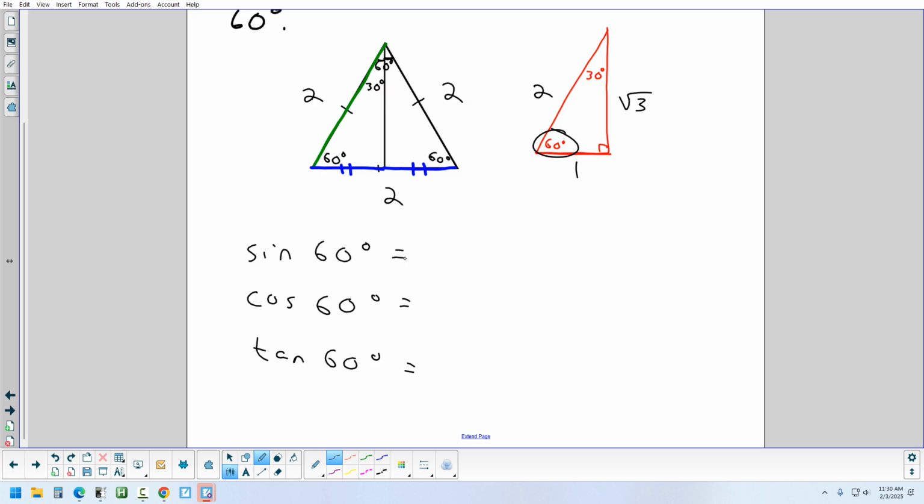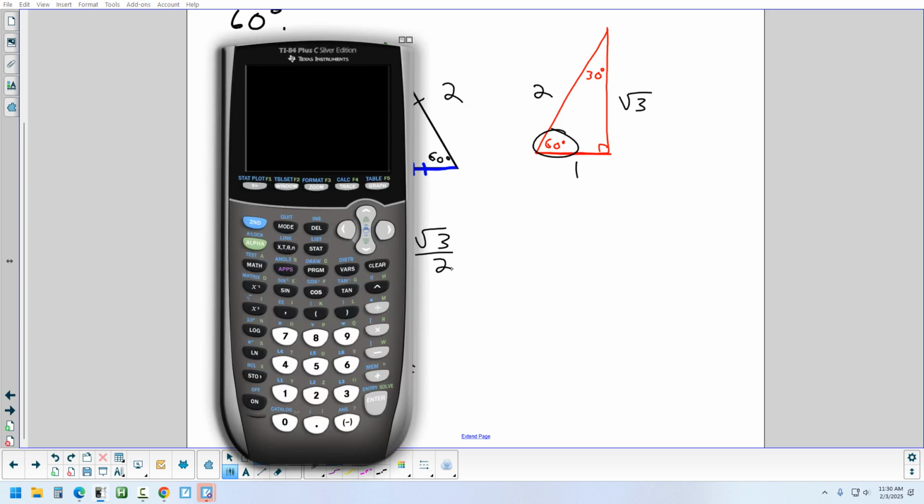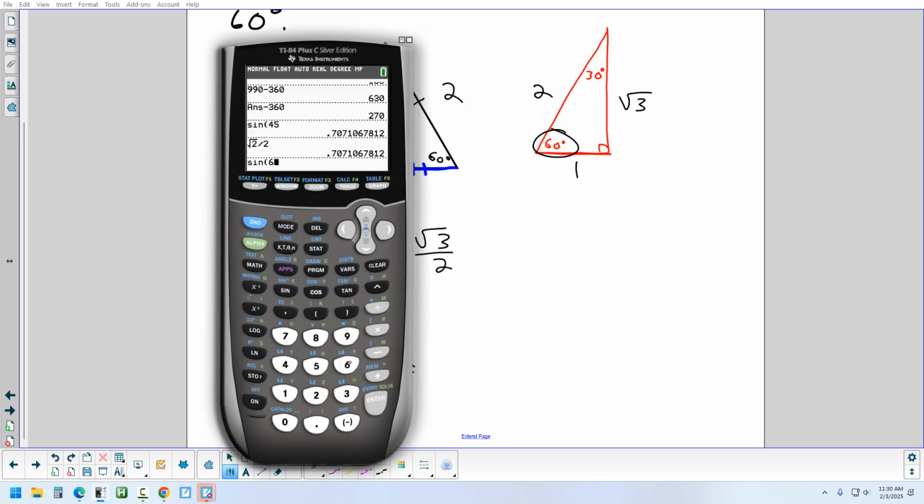All right, let's start with our sine. What's the sine of 60? Square root of 3 over 2. What's going to be very helpful is if we can start to remember that the square root of 3 divided by 2 is about 0.866. We don't need the decimal a lot, but it is helpful to know that 0.866 turns into root 3 over 2 when we're dealing with right triangle stuff.